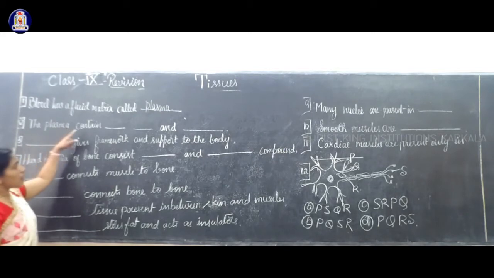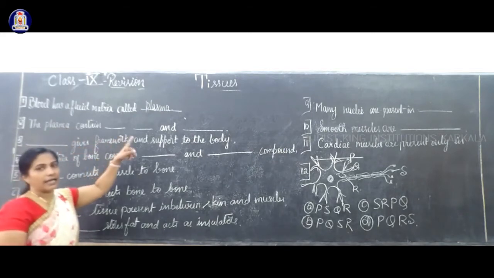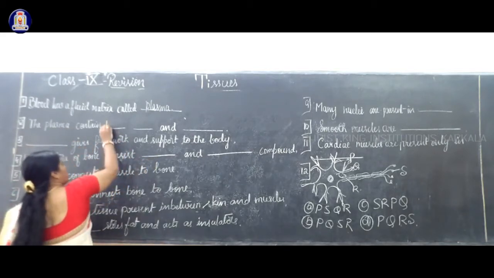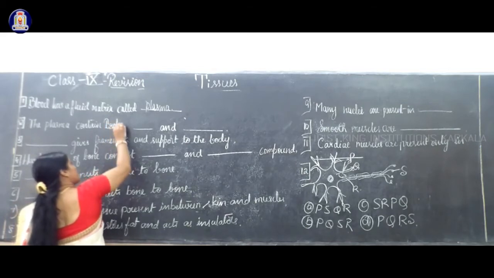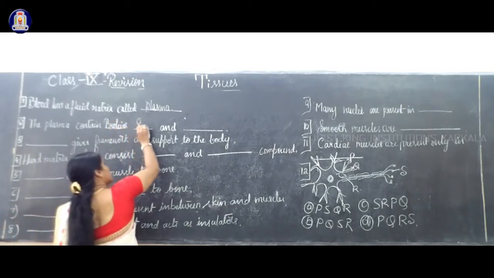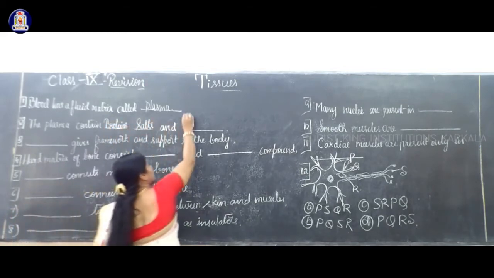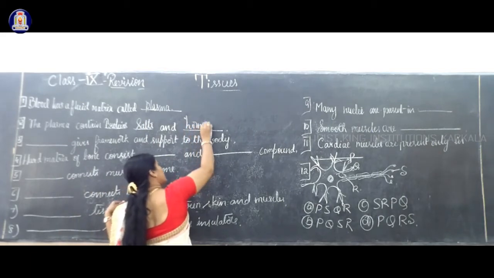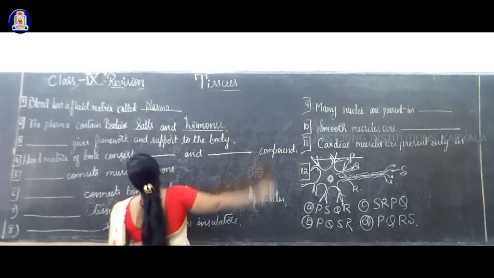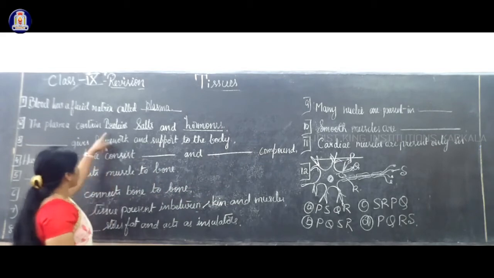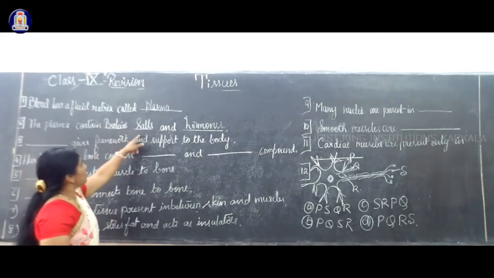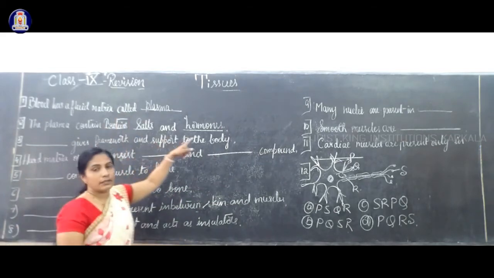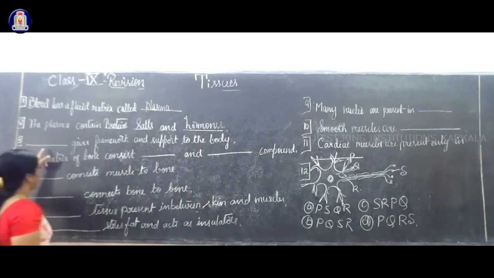The plasma contains dash, dash and dash. That is proteins, salts and hormones. Keep in your mind, the plasma consists of proteins, salts and hormones. That is one more fill in the blank.